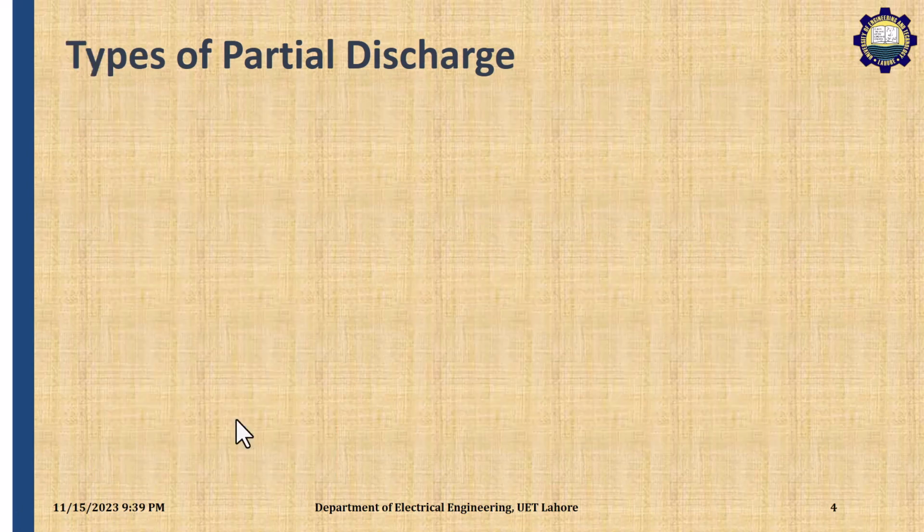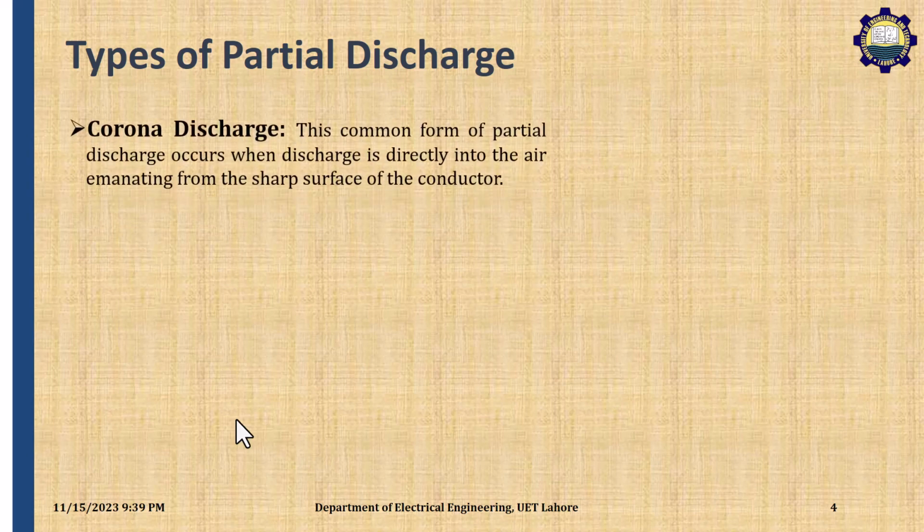Moving on, what are the types of partial discharge? There are three types of partial discharge. First is corona partial discharge, or we can say corona discharge. Corona discharge is a common discharge that occurs directly in the air. This is a phenomenon that occurs in the air. The high voltage electric field ionizes the air particles, so that is the main cause of corona discharge.